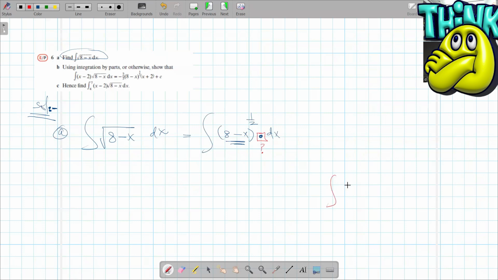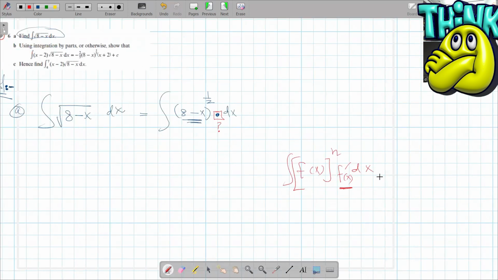So the rule is, let me tell you again. If we have a function to the power n and we have to integrate this, the derivative should be available here. Without the derivative, we cannot apply integration. If the derivative is available, then you simply add 1 to the power and divide by n plus 1. This is known as the general power rule.